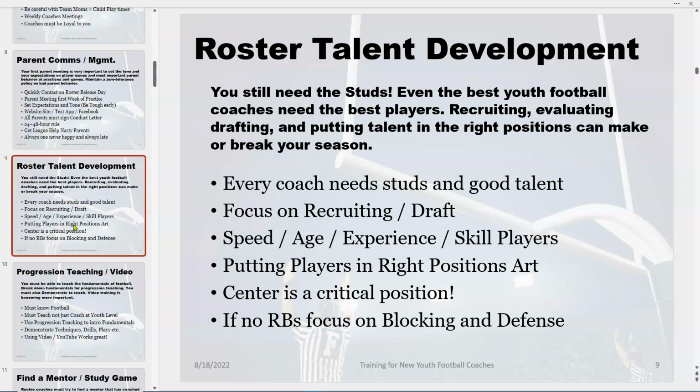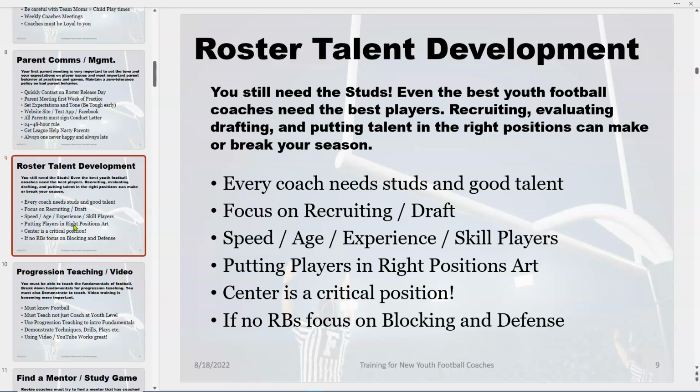Some leagues, they'll just hand you a team, which I've done. That's happened to me before a couple of times. But if you get to focus on your draft and recruiting and evaluating, get that done. I really like to focus on speed, age, experience, and skill players and smart people, smart kids. I will ask them multiplication questions, because smart kids can learn faster. We've got a whole set of questions and things we'll go through there. You can request that. I think it's out on my website too.